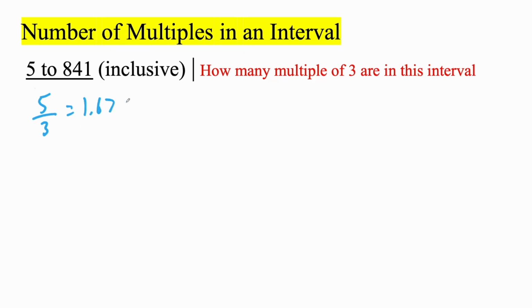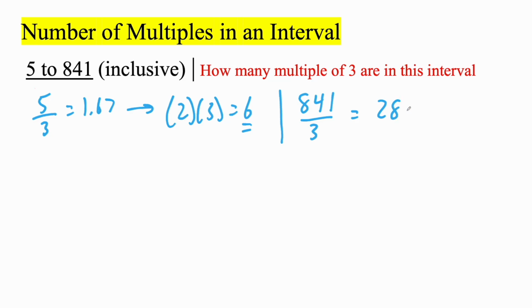But here I'm just showing all the steps. So then I take my 2, I multiply it by 3 and I get 6. So 6 is our starting number. Then we do 841. 841, maybe I don't know it, so I'm going to just divide it by 3, and I get 280.33. So then I take 280, and I multiply by 3, and I get 840. And so my last number is going to be 840.